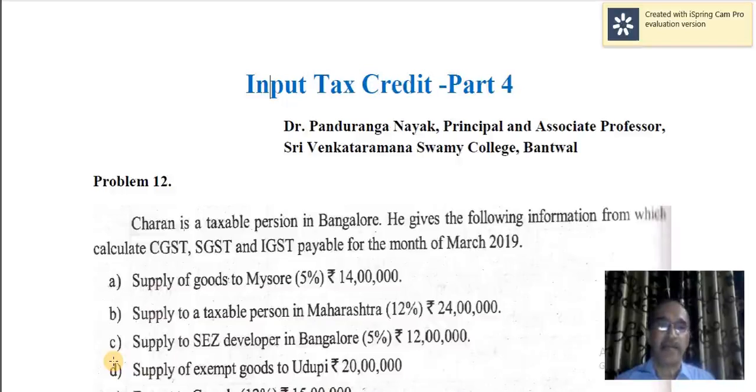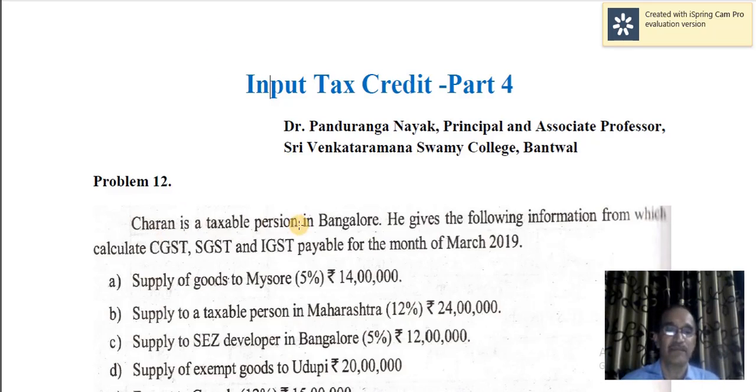Today I am going to interact with you on the topic Input Tax Credit Part 4. Already I have given sufficient insights as to the computation of GST and utilization of input tax credit and various related issues. Today, let me solve a few more problems so that you understand how input tax credit is utilized.